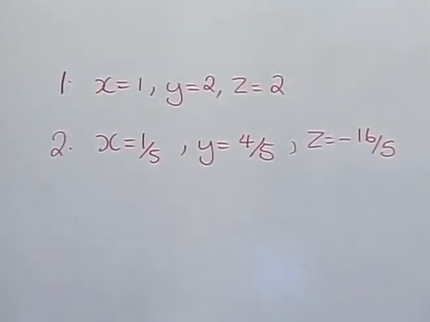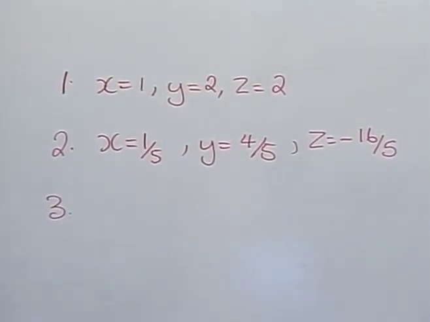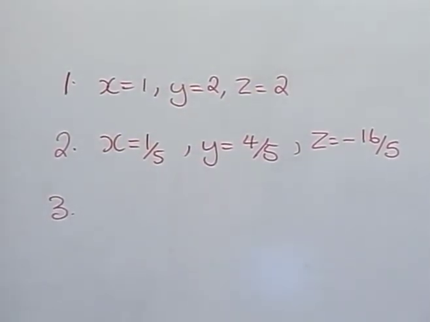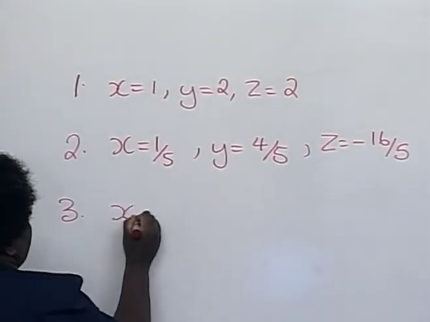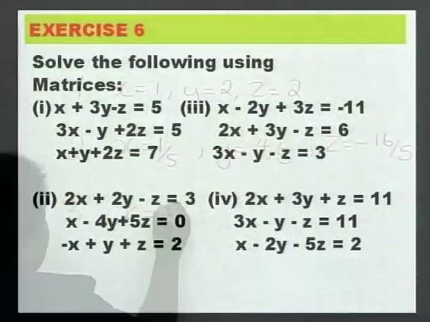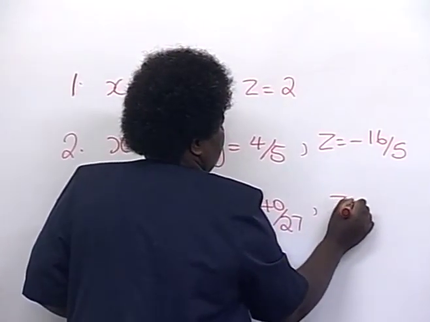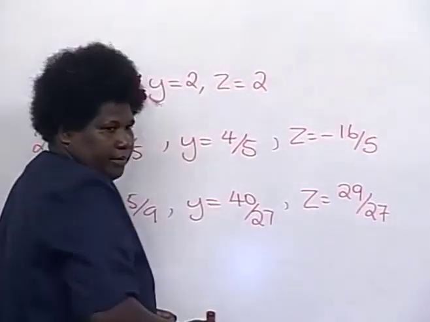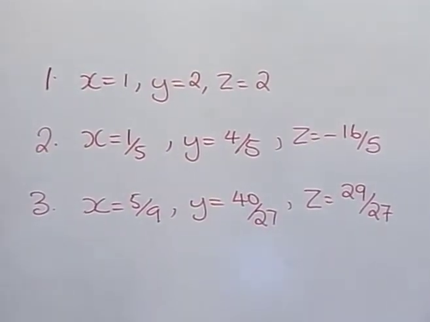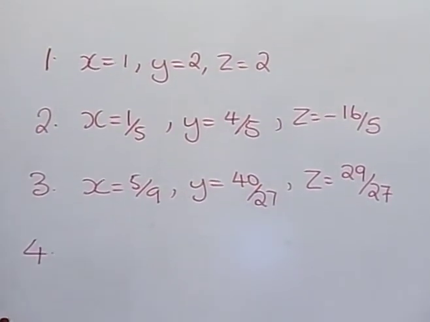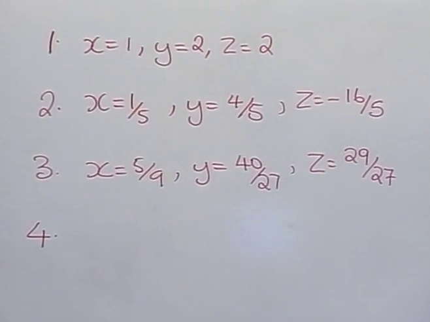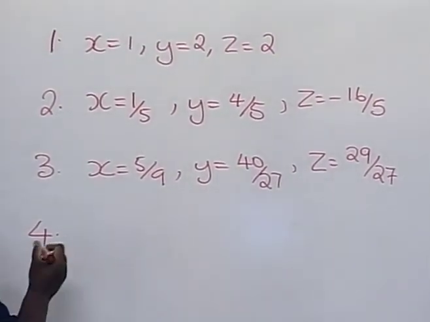All right, number 3, Jake. X equals 5 on 9, y equals 40 on 27, and z equals 29 on 27. Oh, very funny answers. Okay, number 4, Boromio. X equals 4, y equals 1, z equals 3.